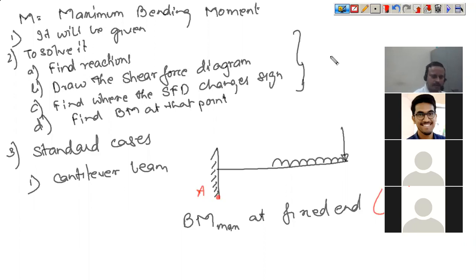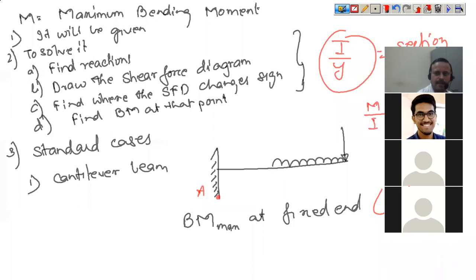Now there is a term I by Y. How did this come? This is called the section modulus. Go through the books. I by Y is denoted by Z. This is called the section modulus. How did you arrive at this?